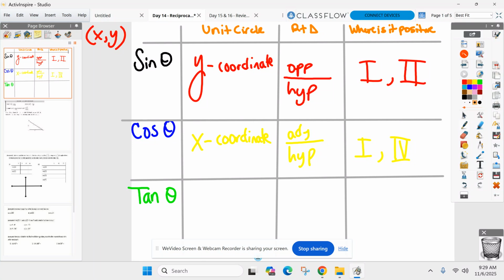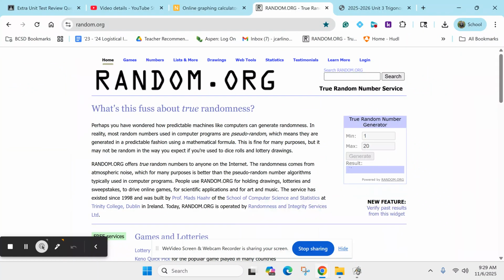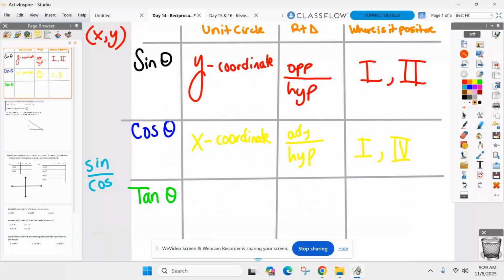And then finally, how about tangent? Oh, this one was a tough one. This is what we did yesterday. Anybody remember on the unit circle? Let me give you a hint. Tangent is the same as sine over cosine. So what would it be on the unit circle? Brady, what's the sine on the unit circle? Sine is y. Yep, over cosine. So y coordinate over x coordinate.